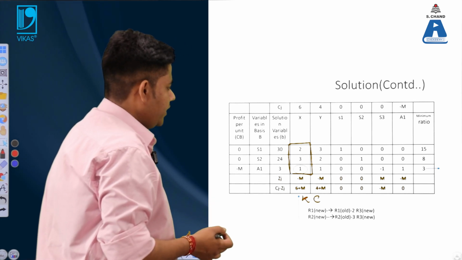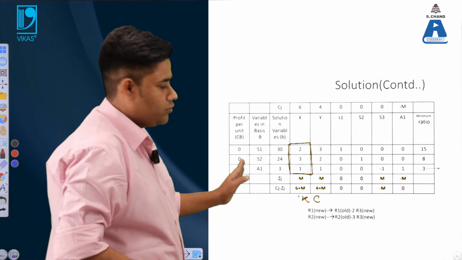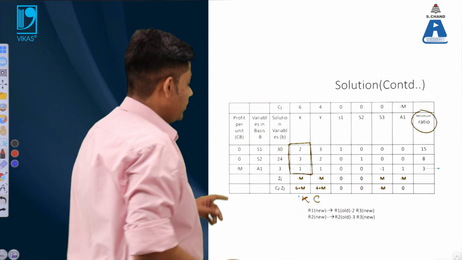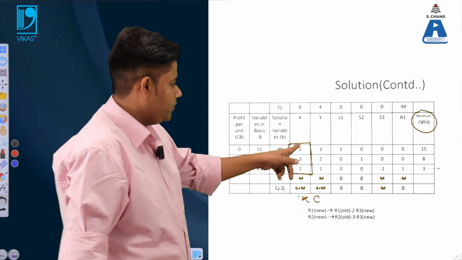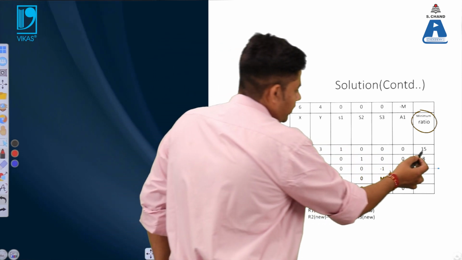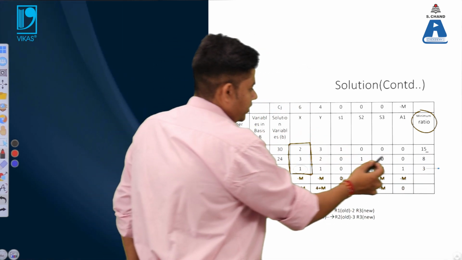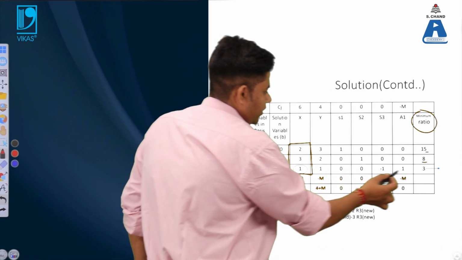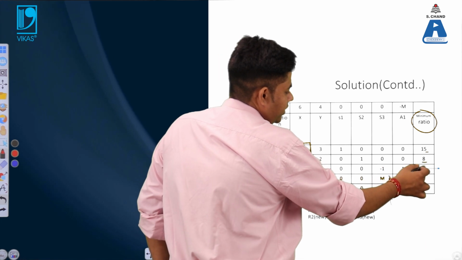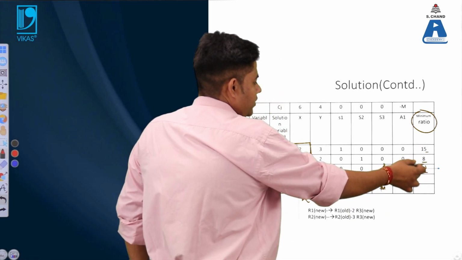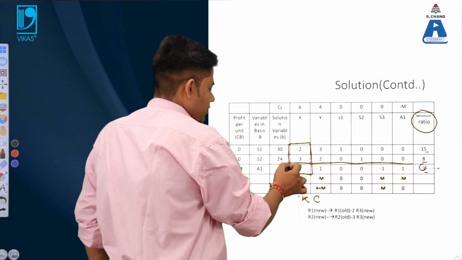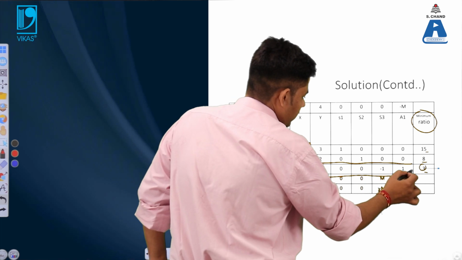Then to find out the row part, I have to go with the minimum ratio. The minimum ratio is the ratio of the solution and the elements of the key column. So 30 divided by 2 will be 15, 24 divided by 3 will be 8 and 3 divided by 1 will be 3. So I have to choose the minimum of all these 3. The minimum is 3, so this 3 part is your key row.